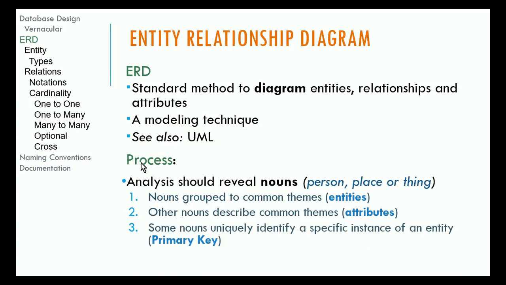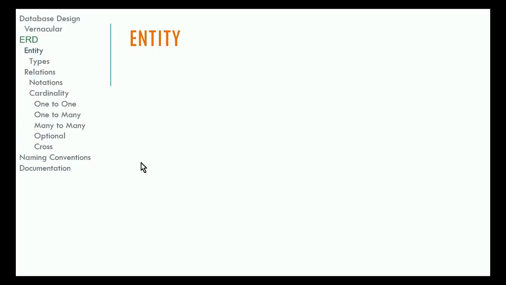Some of the nouns will uniquely identify a specific instance of an entity. In some cases, it may be a collection of nouns that describe something, and in some cases, a single noun may describe an entire record. In most cases, you want to try to find something that's going to primarily identify or uniquely identify any single instance of an entity. And we'll call that a primary key. And we probably talked about primary keys in other videos, and I'll touch on that a little bit again in this video.